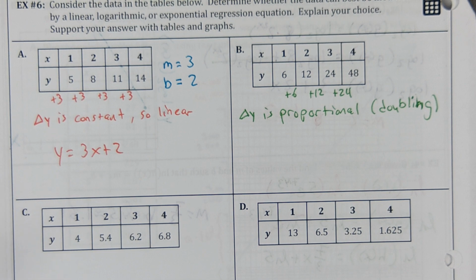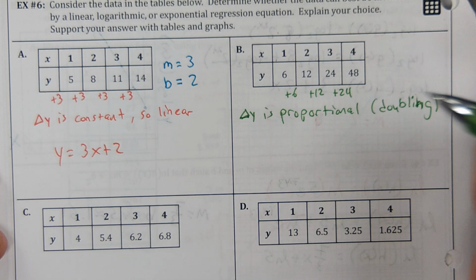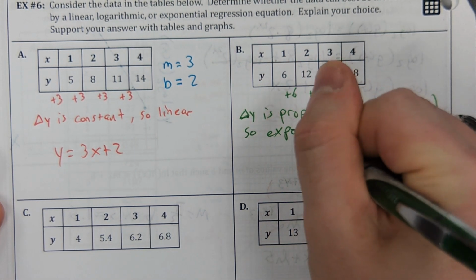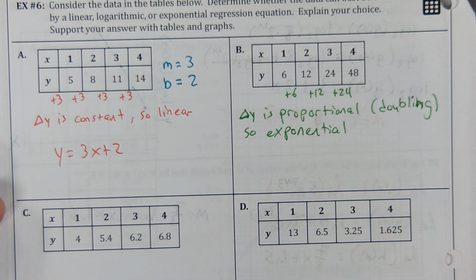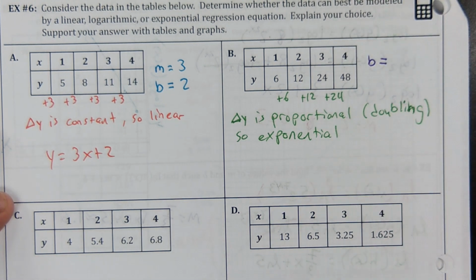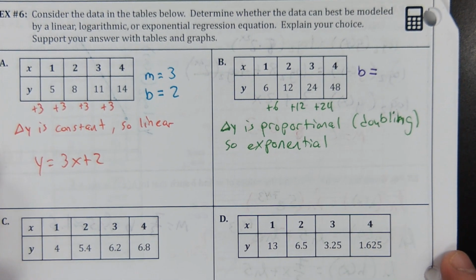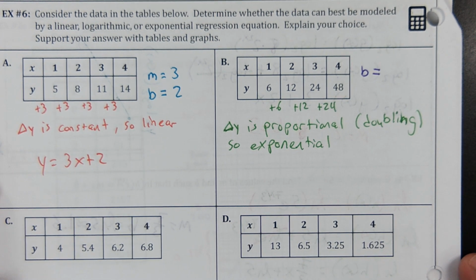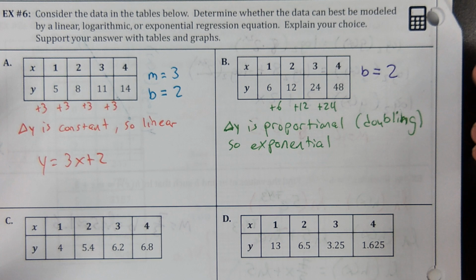Let's see if we can find our... Oh, so if it's proportional, what does that tell you? What kind of graph is that? Yeah, so it's an exponential model. What is the exponential base? No, the base. 2. Someone said 3.